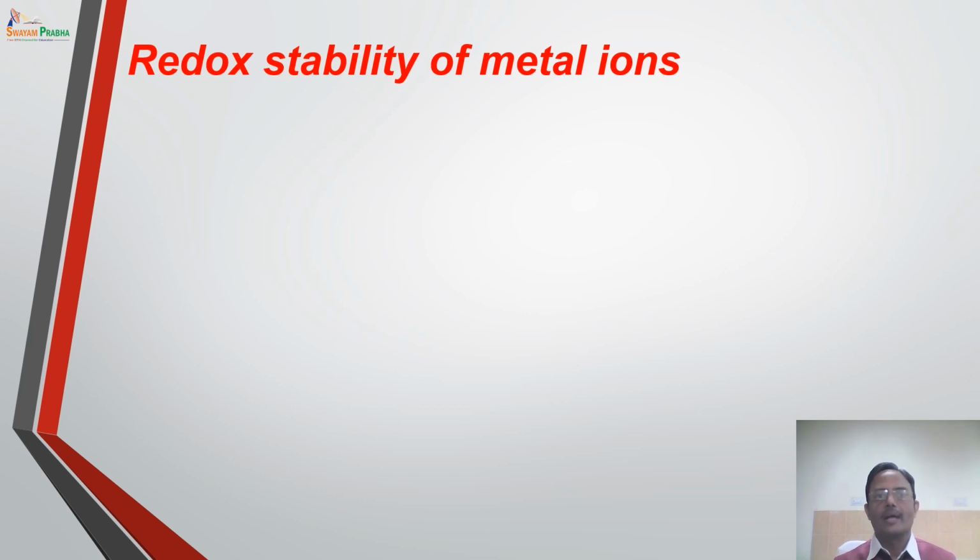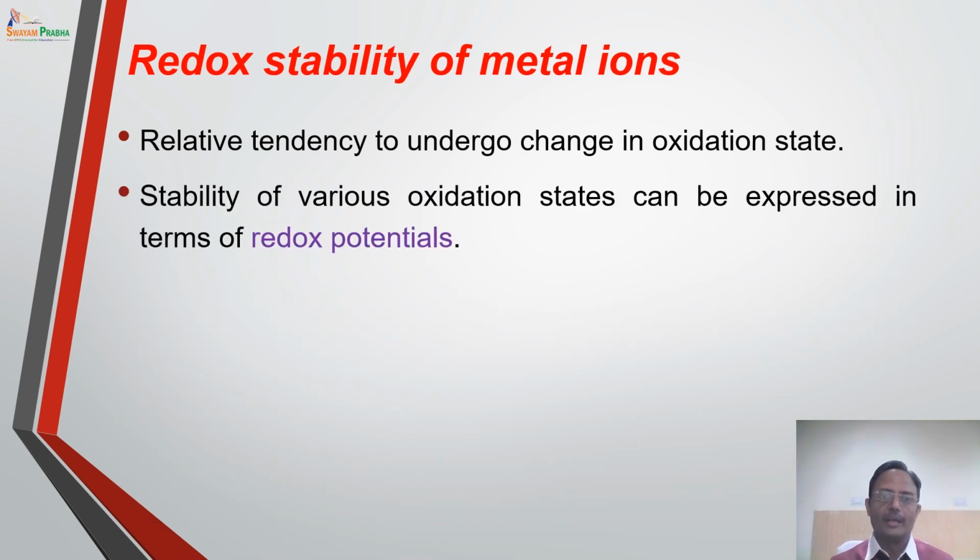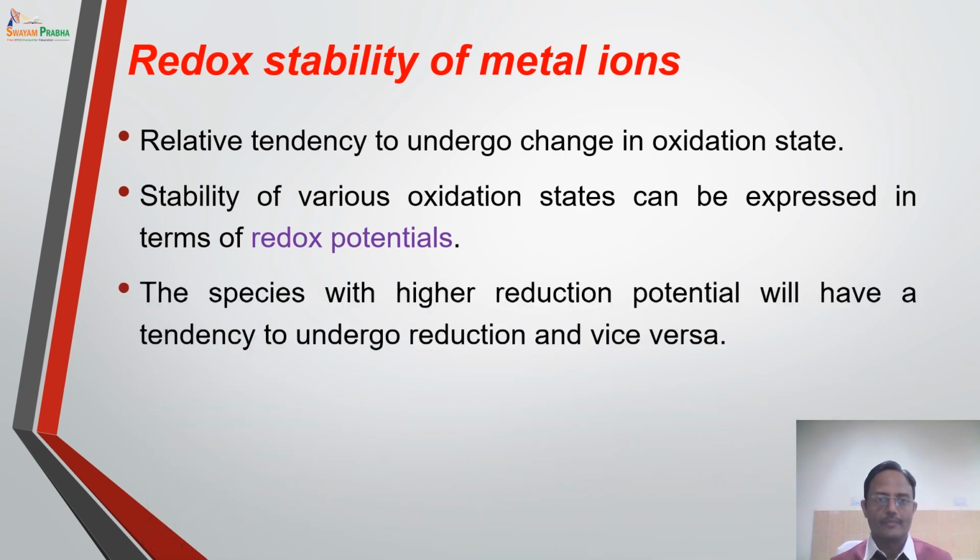Let us talk about the redox stability of the metals. Now these metal ions, when they exist in aqueous solution or in the solution state, have different stabilities. Some of them are more stable, some of them are less stable. So the relative tendency to undergo change in the oxidation state is called the redox stability. And the stability of these various oxidation states can be expressed in terms of their redox potential or reduction potential or electrode potentials, as the IUPAC system says.